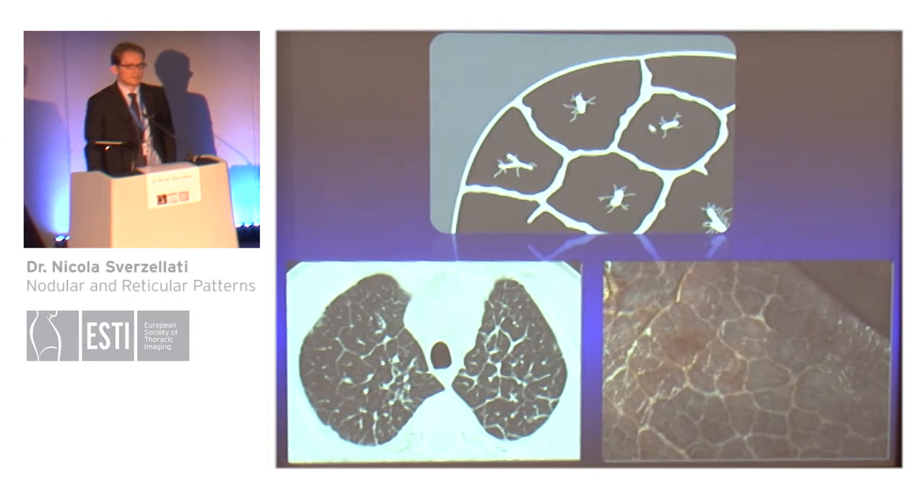Diffuse interstitial thickening due to the presence of fluid, cells, or fibrosis in the interlobular septa is well typified. The most common condition is, of course, pulmonary edema, and you can see smooth septal lines outlining the pulmonary lobule.